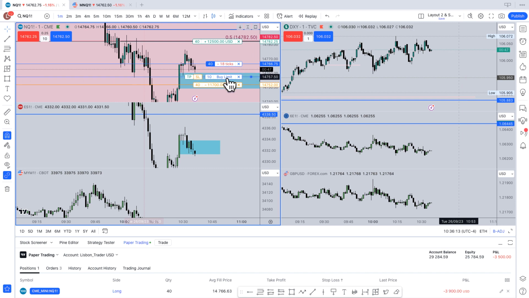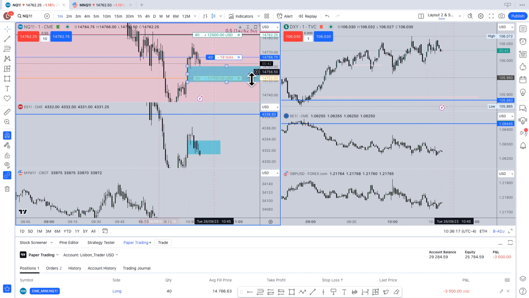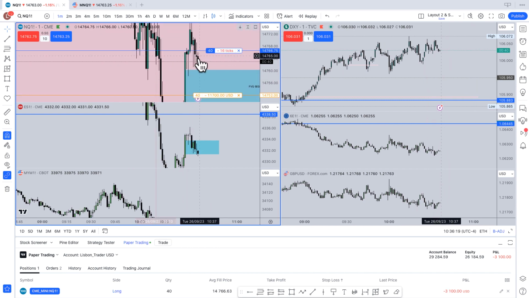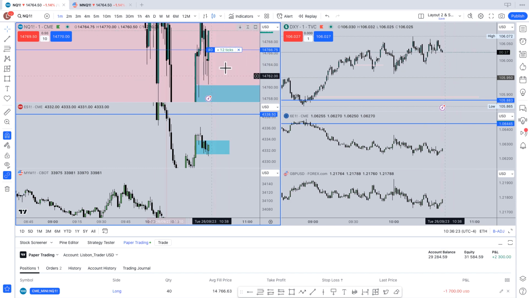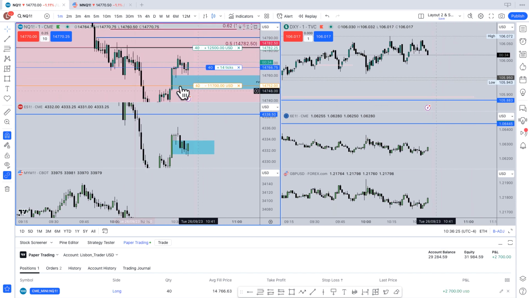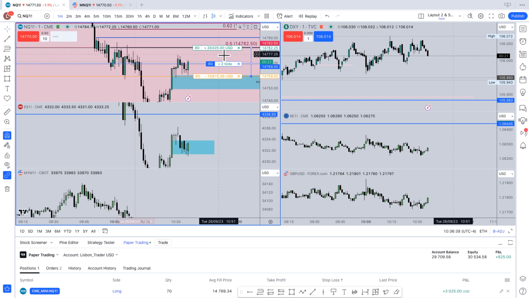I'm too loaded. Should have waited to sell it at that level. They did not fill the fair value gap for the buy. So yeah, this wants to just push higher. So let's keep on buying until they reach this level.